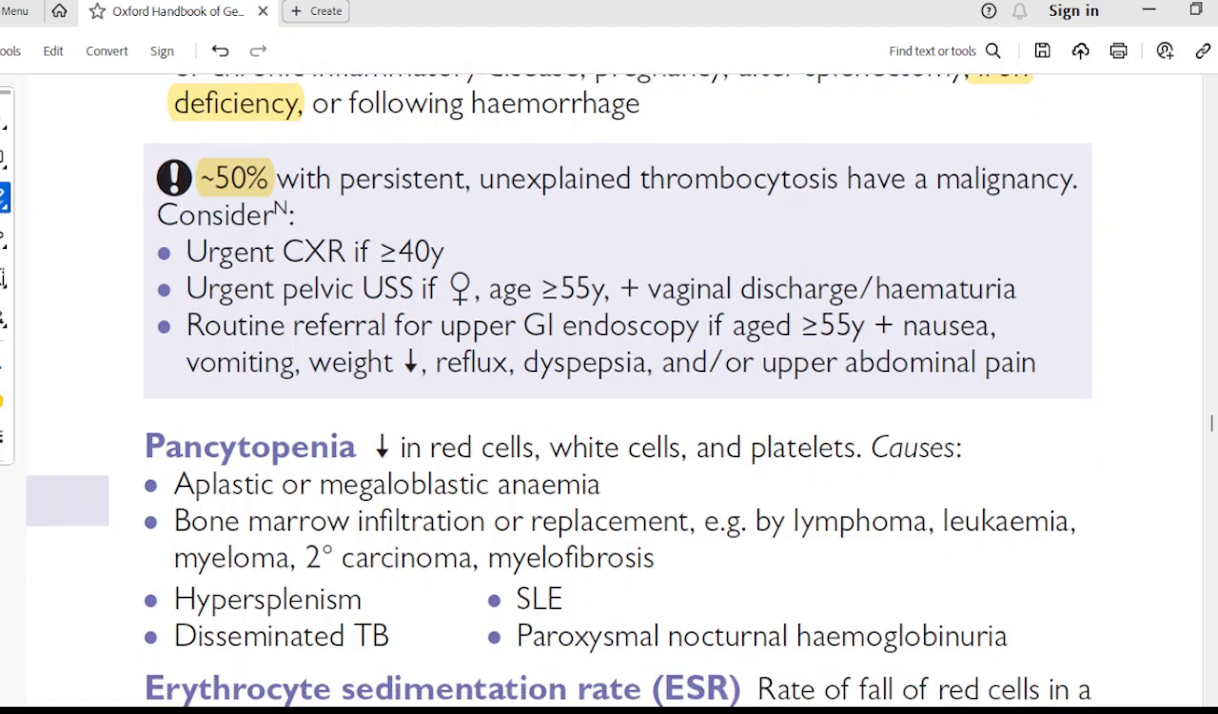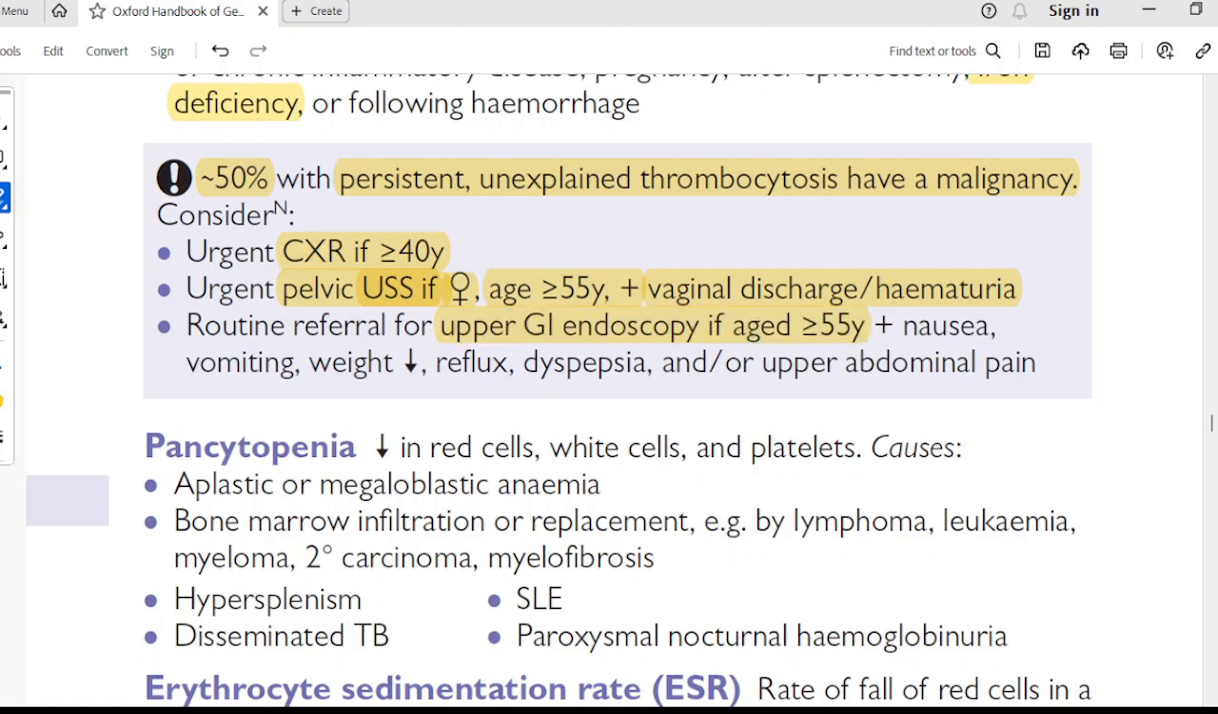50% of those with persistent unexplained thrombocytosis have a malignancy. Yes, there are many cases where, whenever there's thrombocytosis along with dysphagia or other symptoms, you need to send for a 2-week wait referral for the cancer pathway. So persistent unexplained thrombocytosis may indicate malignancy. Consider urgent chest X-ray if more than 40 years, urgent pelvic ultrasound in females, age more than 55 years, breast, vaginal discharge and hematuria, routine referral for upper GI endoscopy if age more than 55 years.